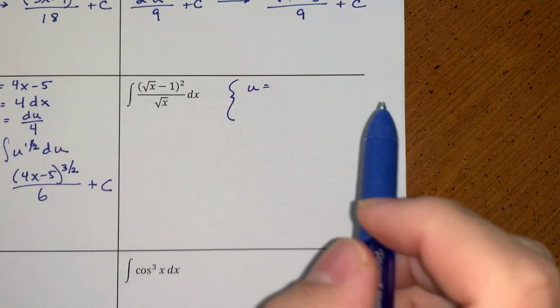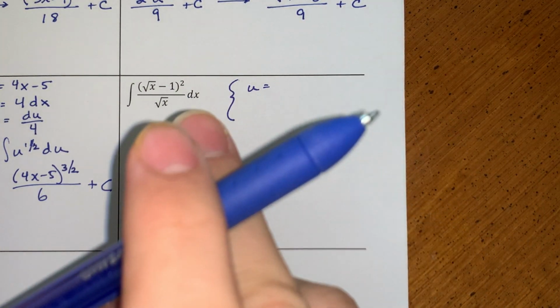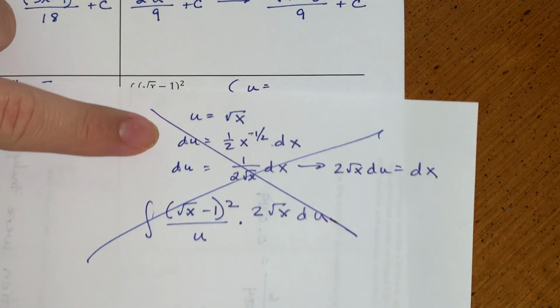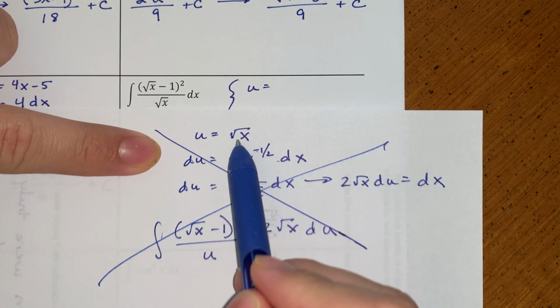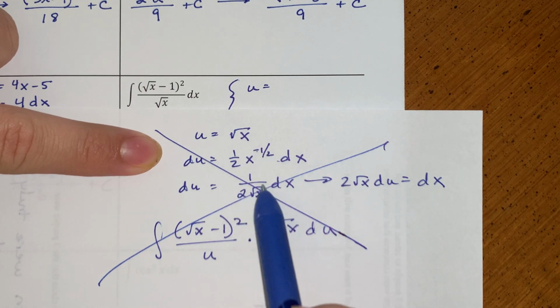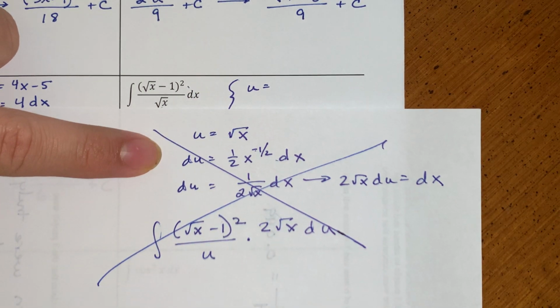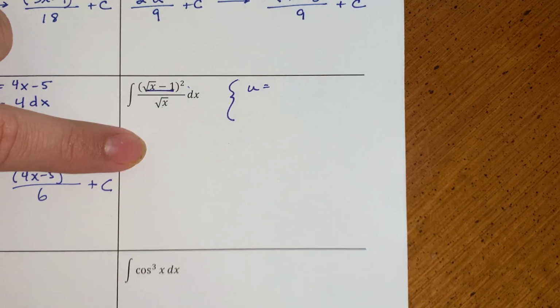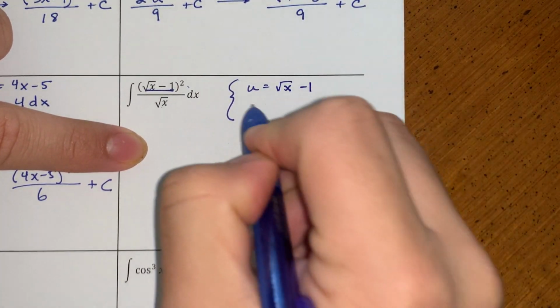You'll get better at noticing the patterns when you work out these problems. But here's the thing. It's kind of nice because I did notice that when I took the derivative of square root of x, I did end up with 1 over square root of x. And don't I kind of have a 1 over square root of x there? So it might actually be worth it to set this part of my integral equal to my u. So I'm going to do the square root of x minus 1, and you'll see what happens.